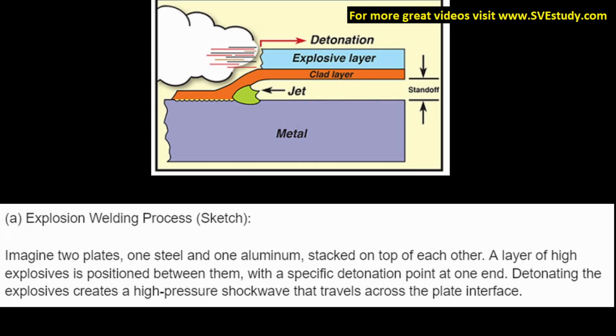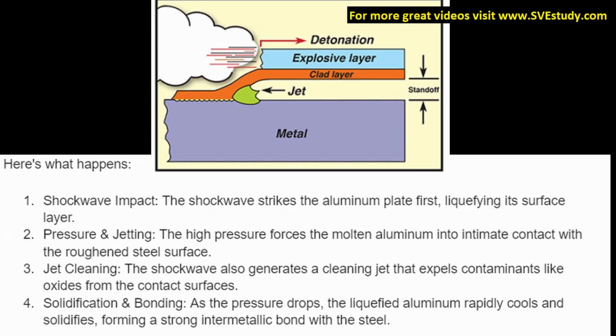This is what happens. 1. Shock wave impact. The shock wave strikes the aluminium plate first, liquefying its surface layer. 2. Pressure and jetting. The high pressure forces the molten aluminium into intimate contact with the roughened steel surface.